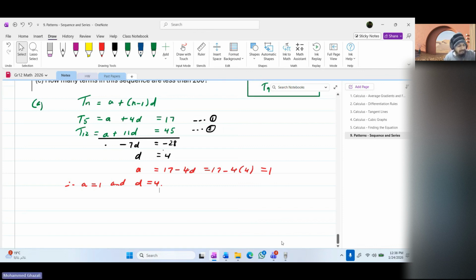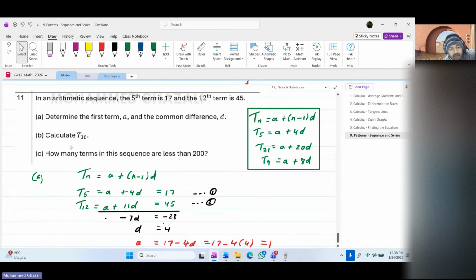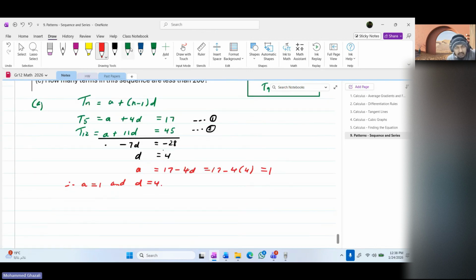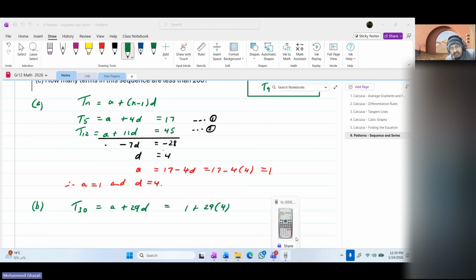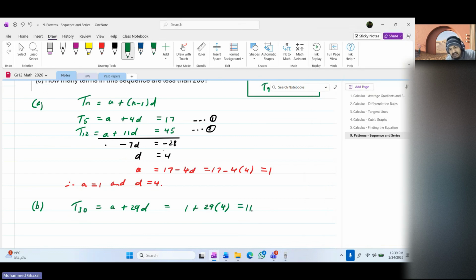Next question. B. Calculate the value of term 30. Now, for term 30, you don't need to find the entire Tn formula because you can use the same logic here. Term 30 is A plus 29d. What is the value of A? 1. What is d? 4. So if you multiply everything out, 1 plus 29 times 4, I'm getting 117.